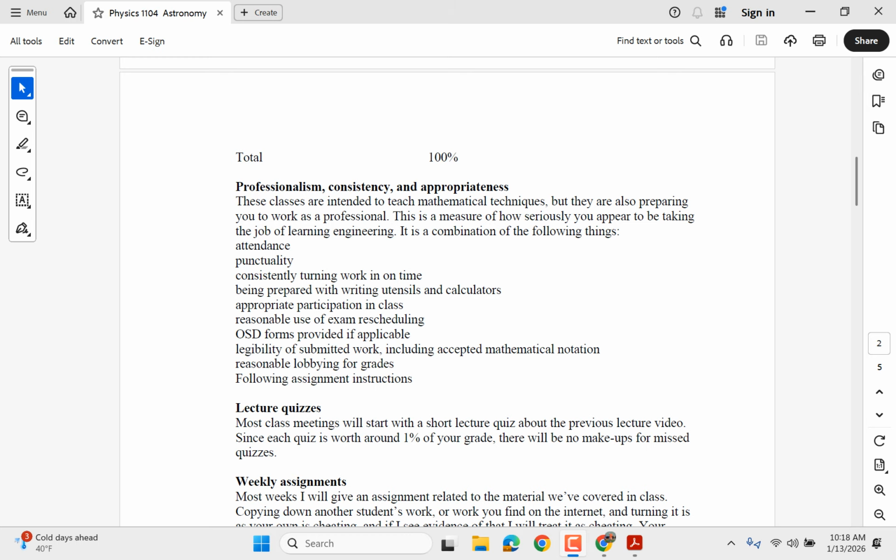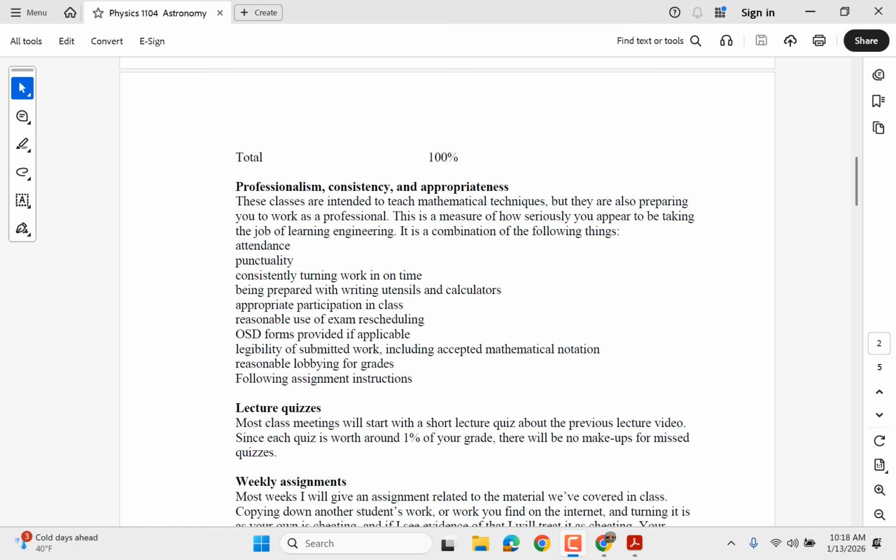Your work needs to be legible and clear. Some people do that more naturally than others, but if that's something you have trouble with, it's an important skill to develop. So that's going to be part of this.